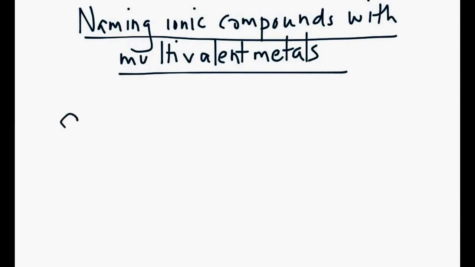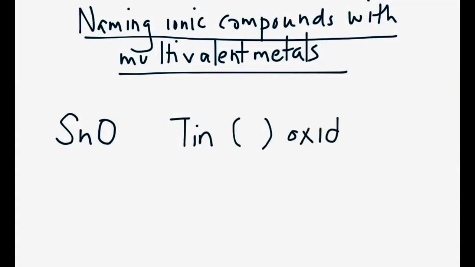And I'll show you both methods. So Sn and O. So this is tin something oxide. To determine the charge on tin, you can do the reverse crisscross, but it's a two-step because you have to double check the numbers.